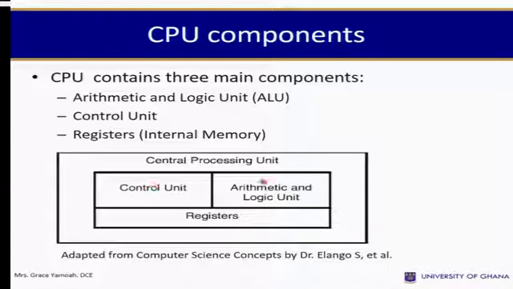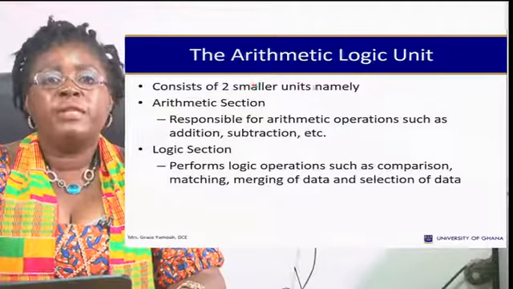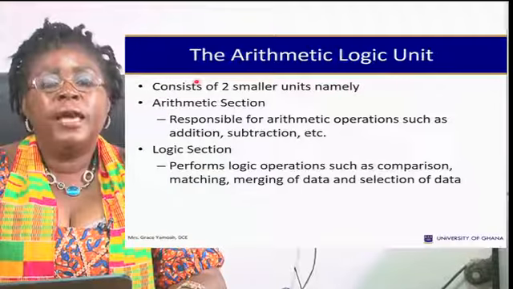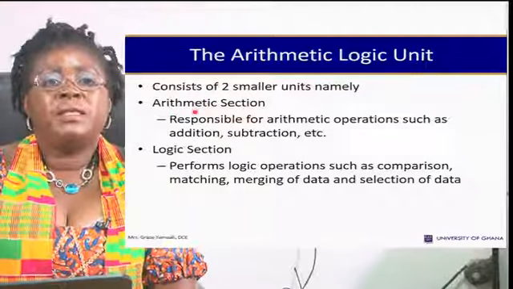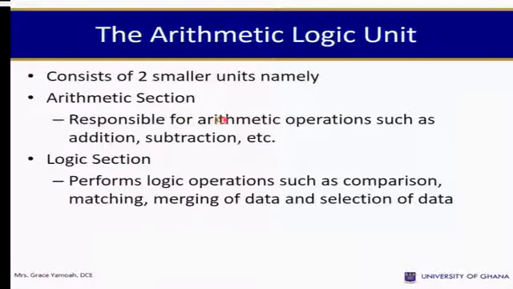The control unit works on the instructions as they are picked and directs the paths within the processing unit. The arithmetic logic unit, the ALU, consists of 2 smaller units. The arithmetic section works on all arithmetic operations such as addition, subtraction, multiplication, division, and so on. Then we have the logic section, which performs logic operations such as comparison, matching, merging of data, and selection of data, typically OR, AND, and NOT operations.